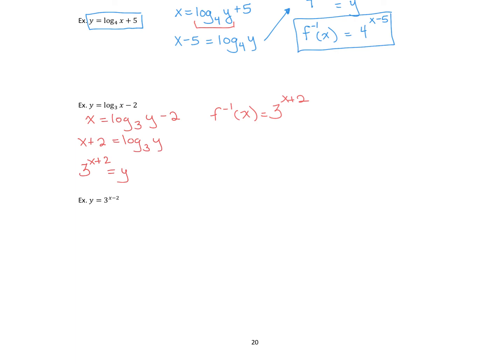For this last example, let's go the other way. Let's start with an exponential function, 3 to the x minus 2, and find its inverse, which will be a logarithmic function. So I'm again going to start by switching the x and the y coordinate. And then I want to solve for y, which is in the exponent. So I will make a log base 3 of x equals y minus 2, converting it to logarithmic form.